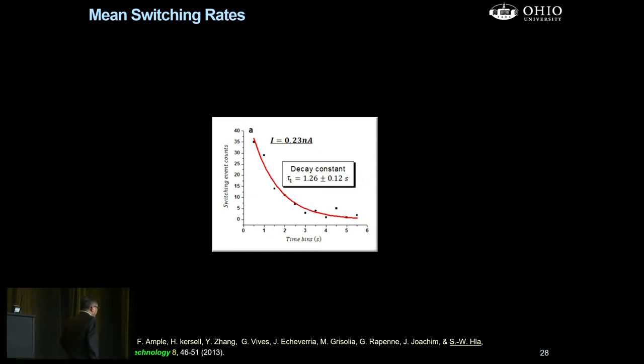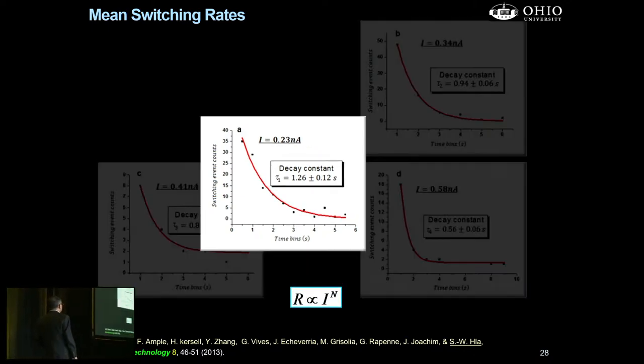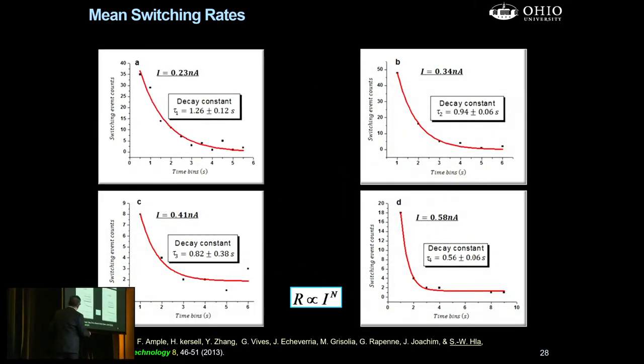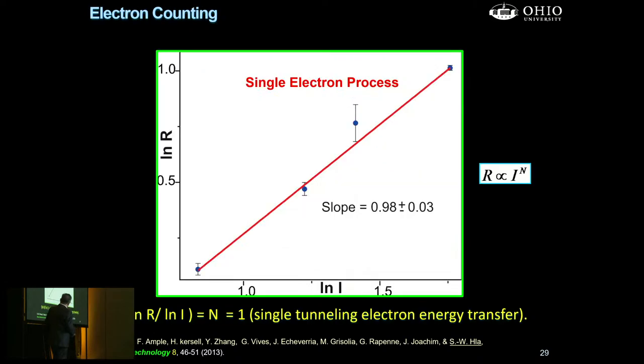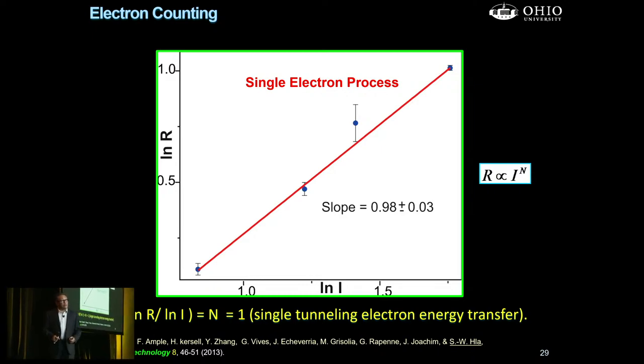Now we count how many electrons we are using for this rotational process by measuring the rotational events as a function of time. They always follow an exponential plot, but if you change the tunneling current, the rate changes because you change the number of electrons passing through the molecule. From these rates as a function of the current, in this logarithmic plot, the slope will tell us the number of electrons that we use for operation of this molecular motor. Here we got a slope of 1 again, so I can tell we use 1 single electron injected into the molecular motor to let it rotate.